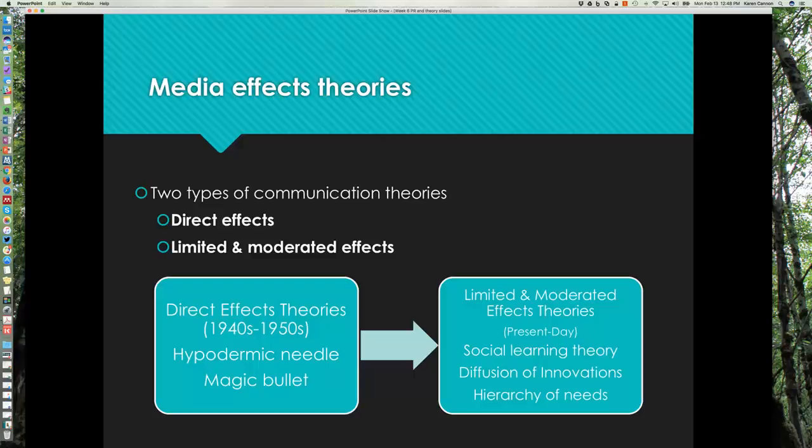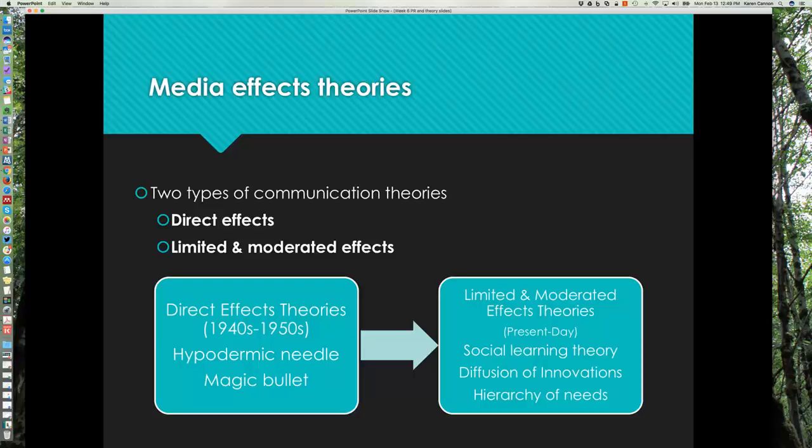So direct effects theories, and we're going to talk about some of them specifically, those primarily came out of communication study in the 1940s and the 1950s. And they had a different set of assumptions than the newer limited and moderated effects theories that are pretty present day. I think we'll talk about the diffusion of innovations on this slide and hierarchy of needs. We won't talk about social learning theory.